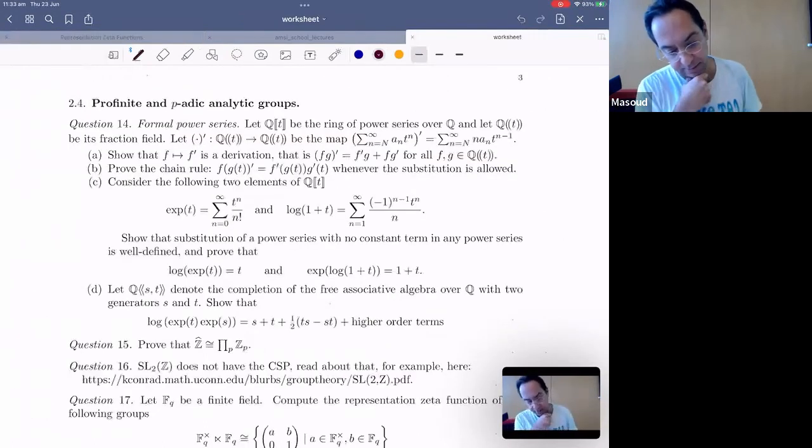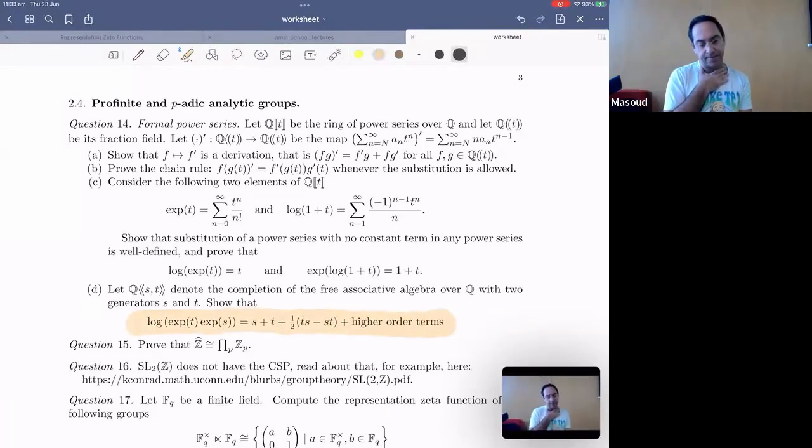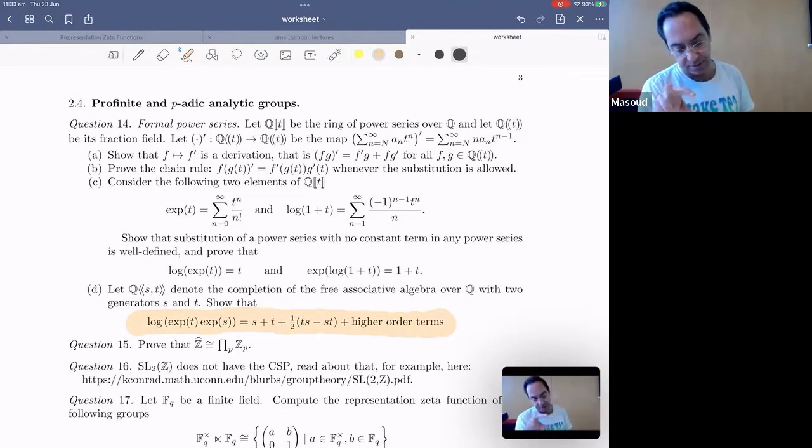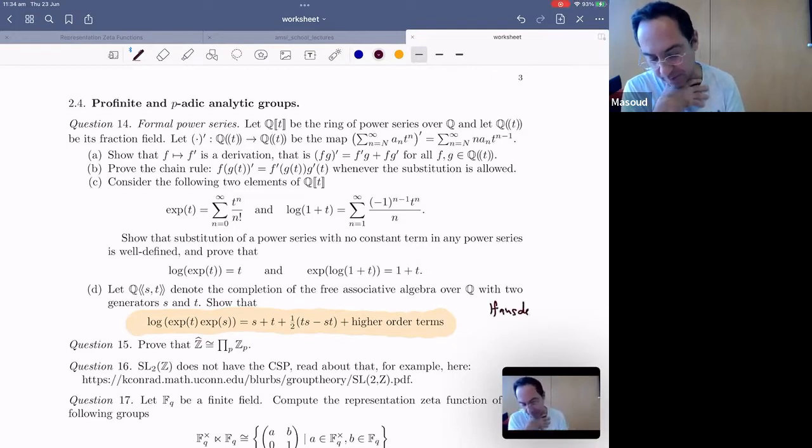But the key here is this formula, which I hope you played with. This is the first 3 terms of a very famous formula called the Hausdorff series, or Campbell-Hausdorff series, or Baker-Campbell-Hausdorff series. If you want your name, we can also add it. So let me just use the shortest one, the Hausdorff series.